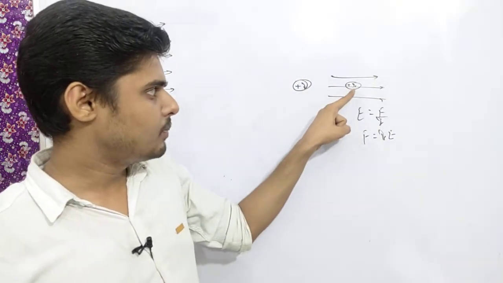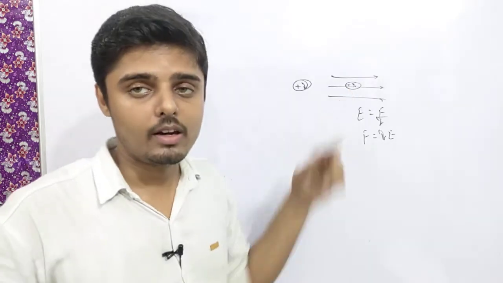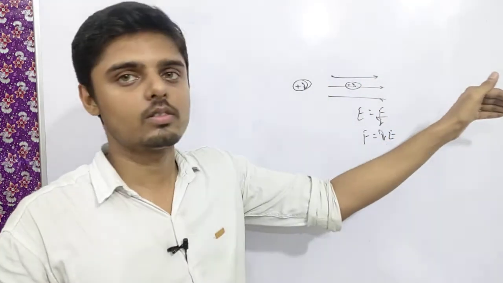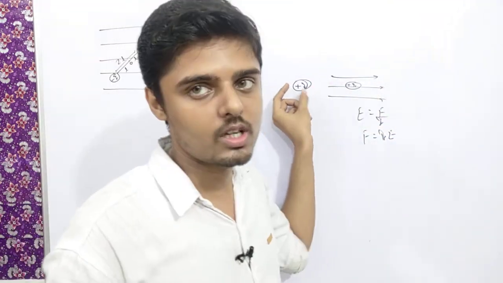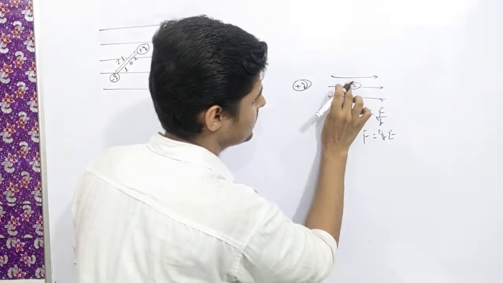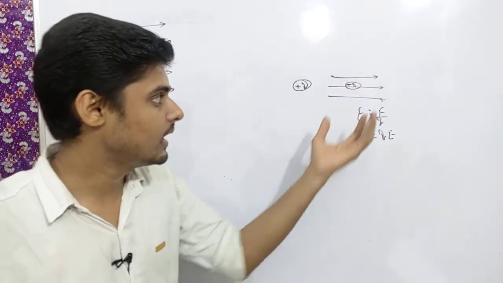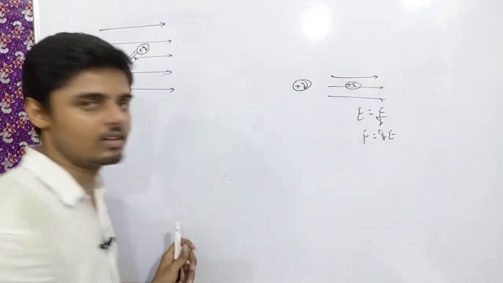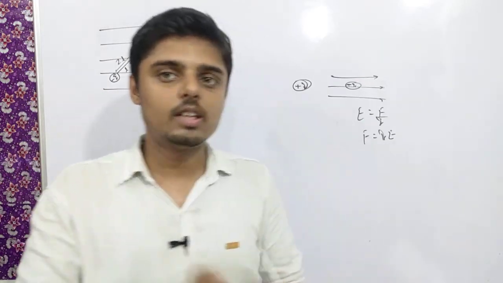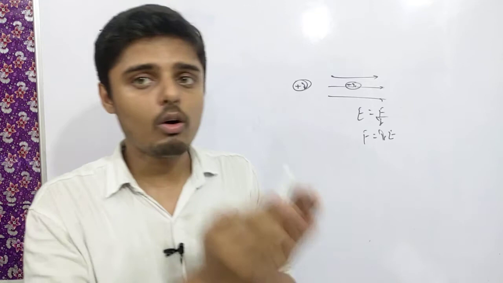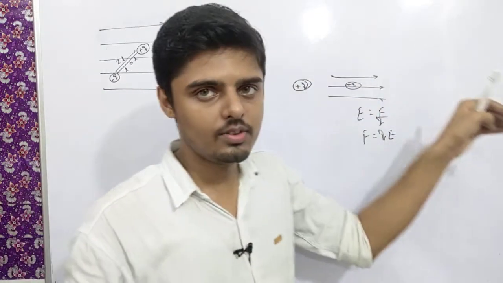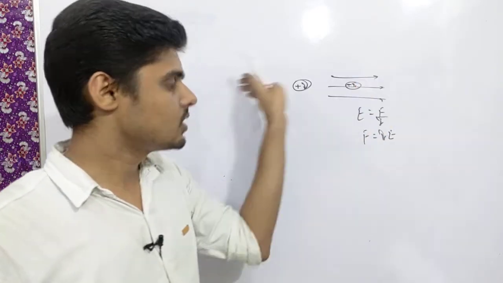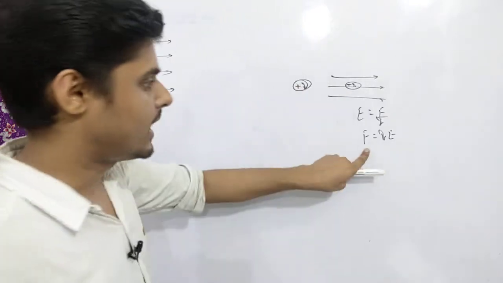So if we place a plus Q charge in this electric field, what will happen? It will experience a force of repulsion, and due to this force it will move away from the plus Q charge. And if it is minus Q charge, it will experience a force of attraction, and it will move toward the plus Q charge. So if it is plus Q charge, the direction of force in the uniform electric field is along the field, and if it is minus Q, then the direction of force is opposite to the electric field, and that force is equal to what?